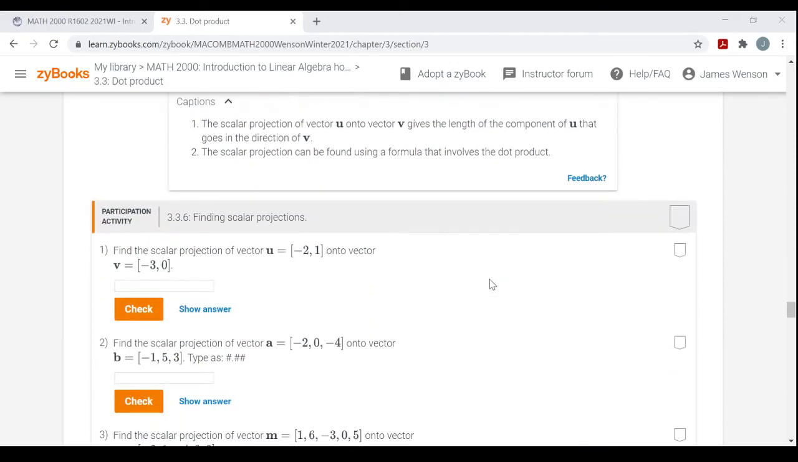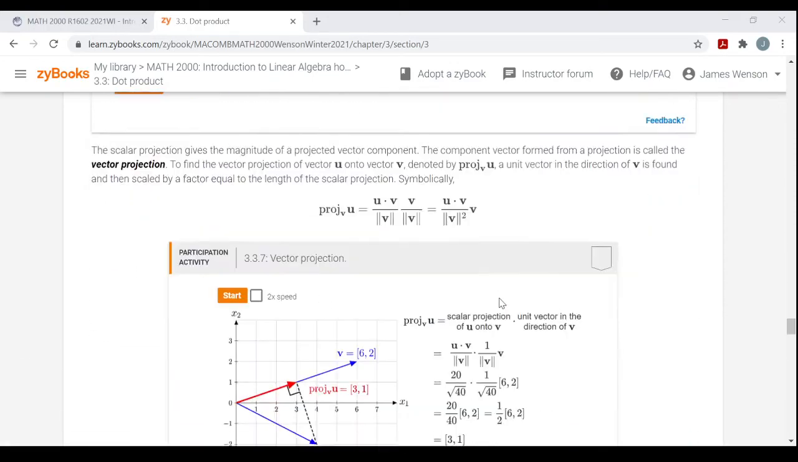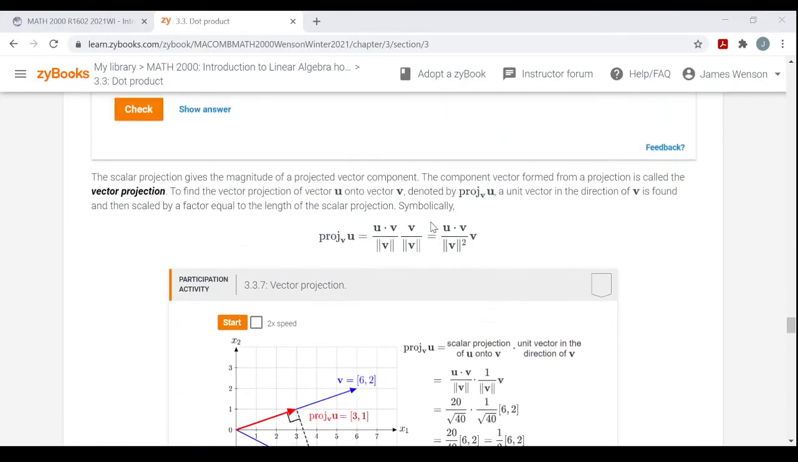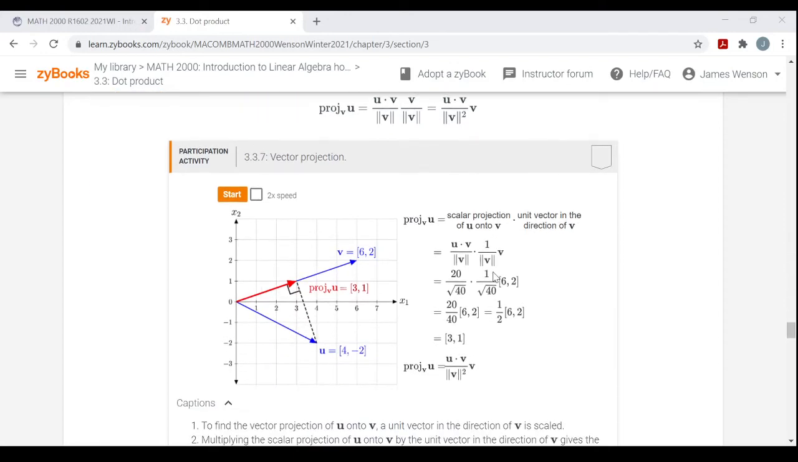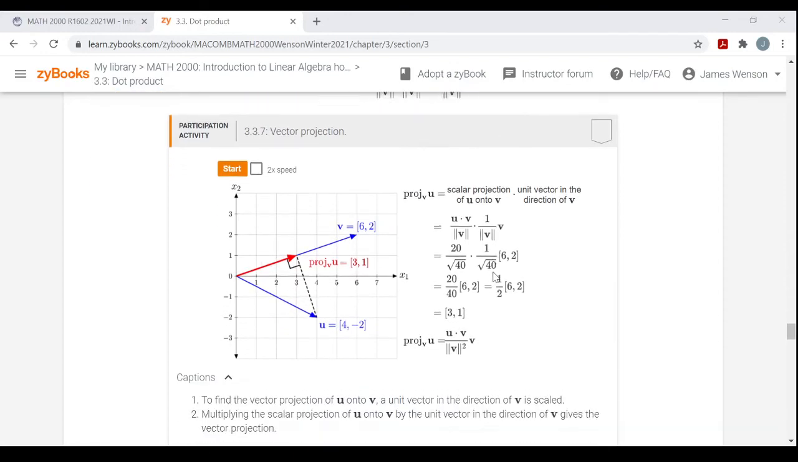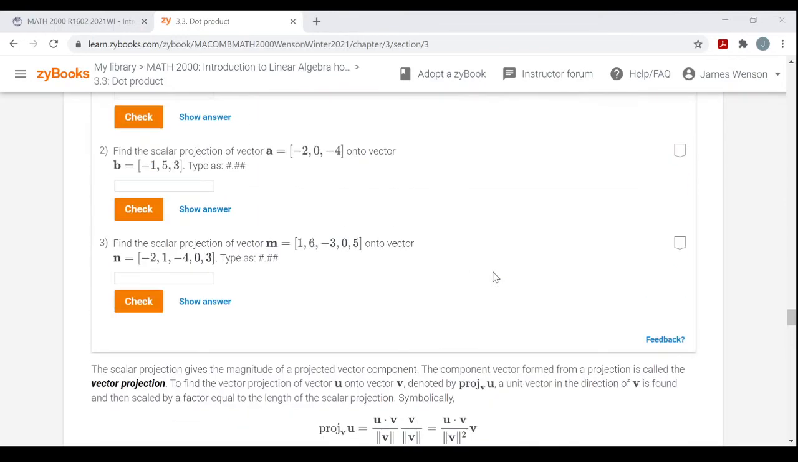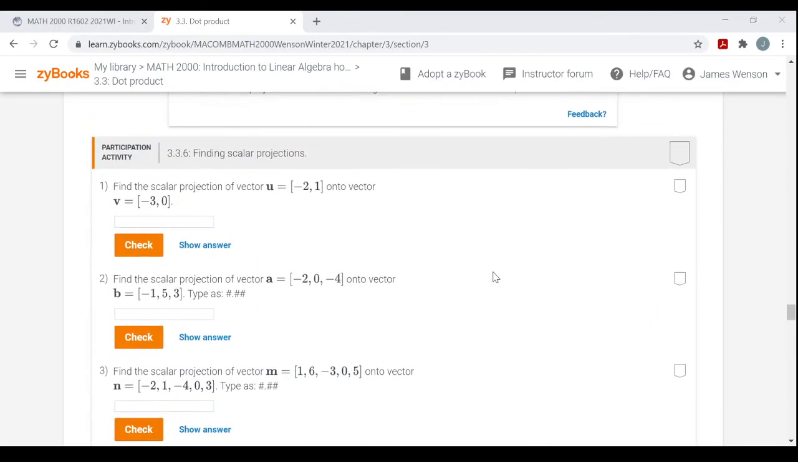And then we get into vector projections. See, now I showed you this formula already. U dot v divided by the norm of v squared, or the magnitude of v squared, which is the same as v dot v. You could say v dot v is the magnitude of v squared, and then times vector v. And they give me an example here as well. So I want to actually just go back here and do another one like this.